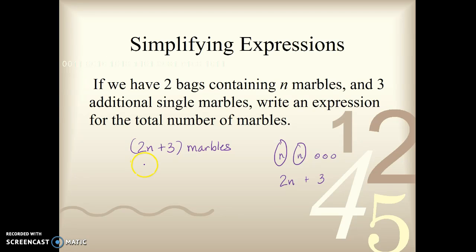Now, can I go ahead and add those terms up? I have 2n as a term in that expression, and I have 3 as a term in that expression. The answer is no, I cannot add those up because, as you can see, n might stand for 100 marbles, it might stand for 1,000 marbles, it might stand for 10 marbles. We don't know how many marbles are in these 2 bags right here. But we do know that these are just single marbles. So those are not like terms. We cannot add those up.